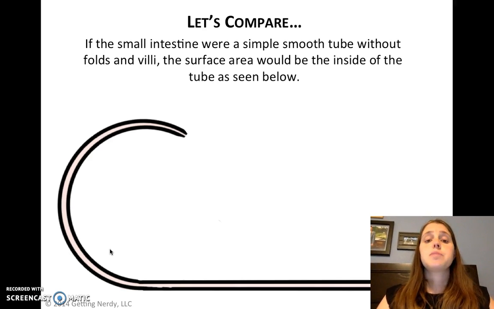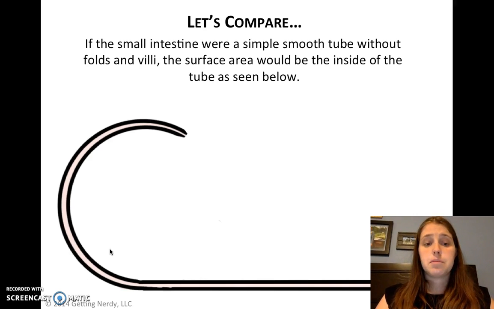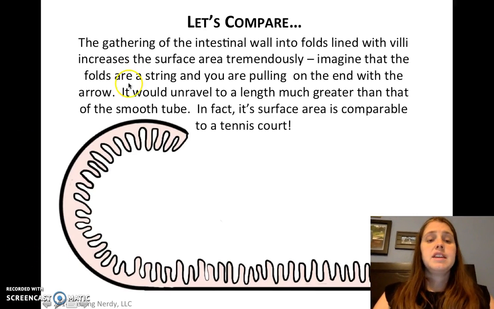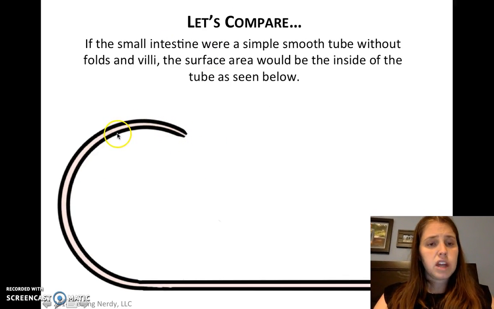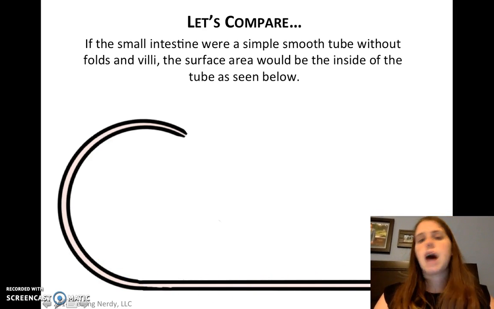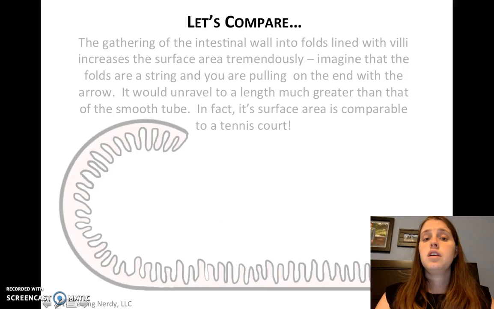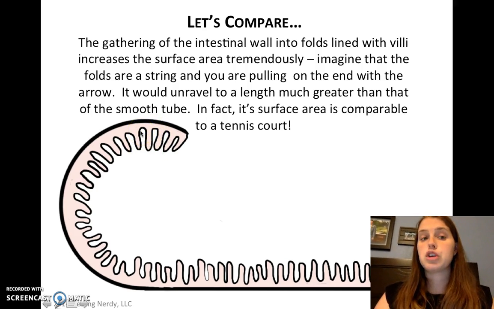So let's compare. If the small intestine were a simple smooth tube without folds and villi, the surface area would be this, the inside of the tube as seen below. So basically, you only have this surface for which to absorb nutrients. It looks like a lot, but let's compare it to this. Because we have all these microvilli, now we have a lot more surface area, and that allows us to absorb a lot more nutrients.